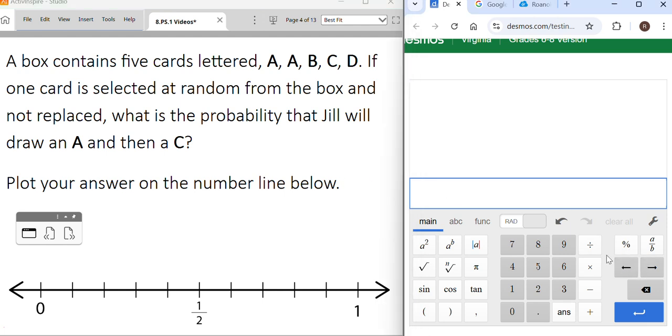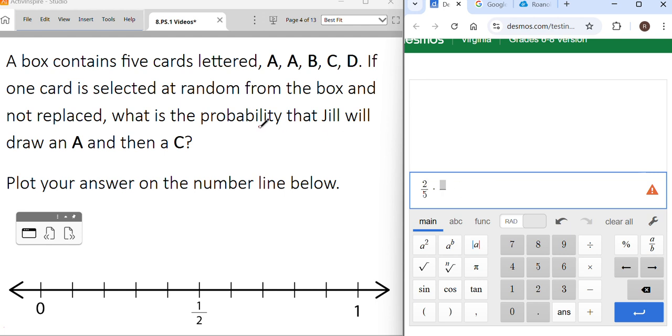Well, I'm going to use Desmos as my scratch paper. I know that 2 different things happened, so I know that I need 2 different fraction bars. Then I'm going to start with the first situation. When I start, I have 5 cards, so that goes on the bottom. And I want to draw an A. How many A's are there? There are 2. So I'm going to put 2 on the top.